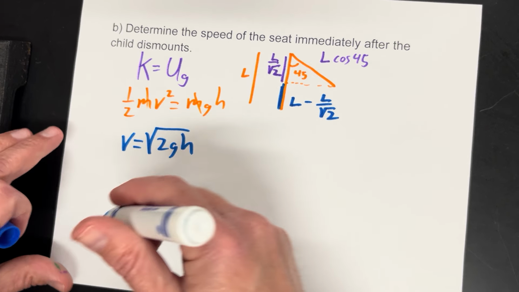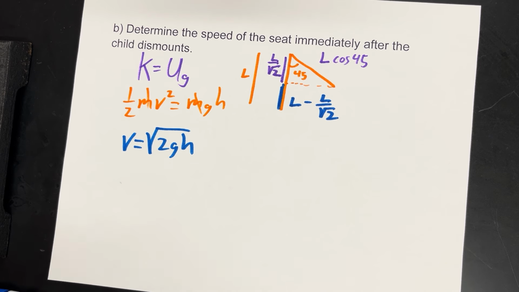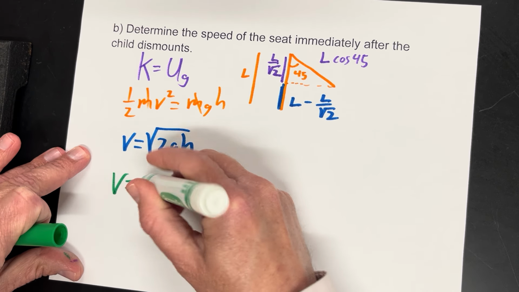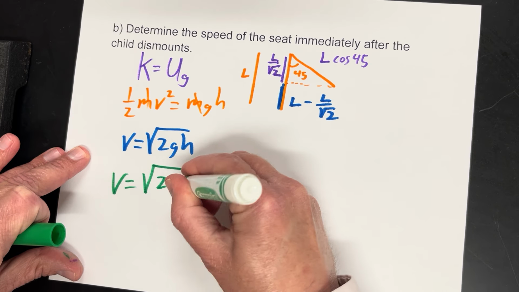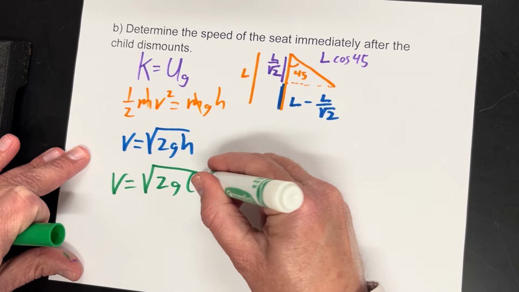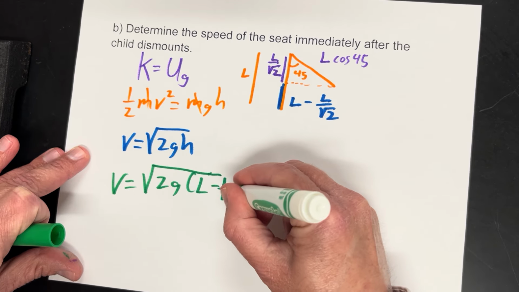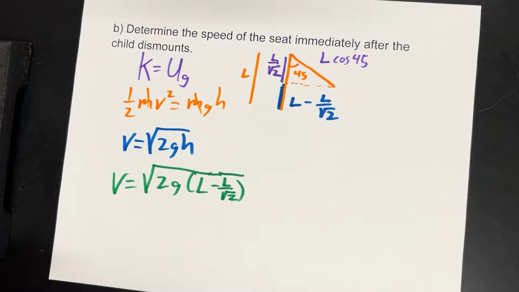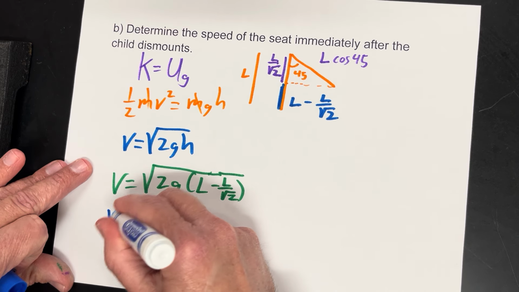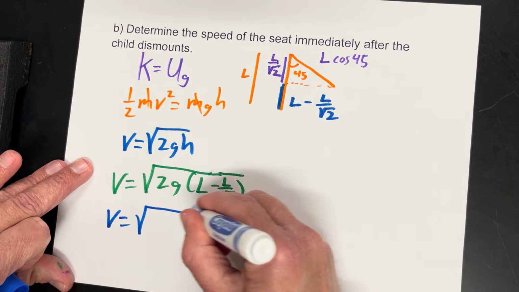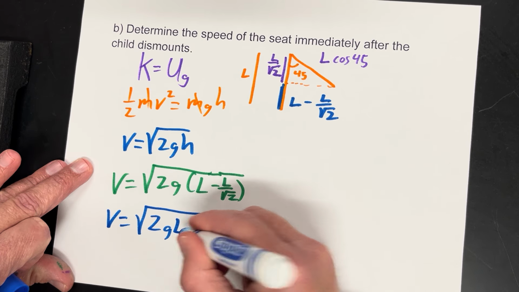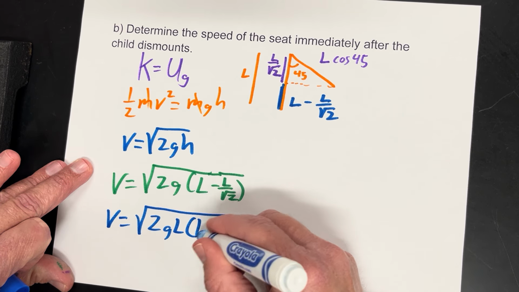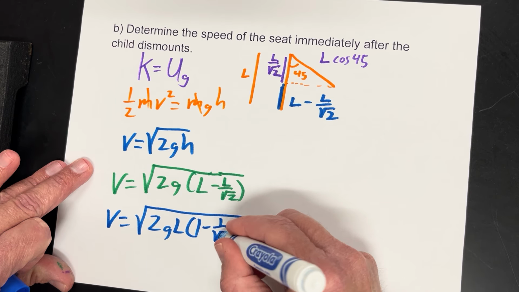So now we can plug that into our equation here, and we get the velocity is equal to the square root of 2 times g, and our height is L minus L over the square root of 2, like that. You can just leave it like that. I'm going to clean it up one little bit here, and I'm going to factor out that g, so we get 2gL, and we're left with 1 minus 1 over the square root of 2.